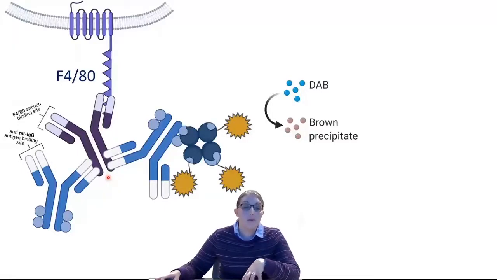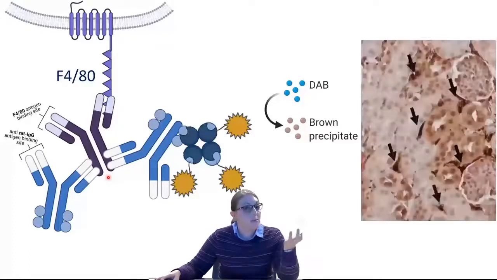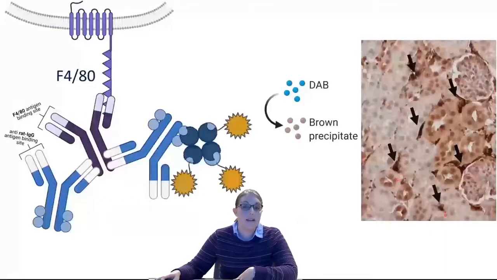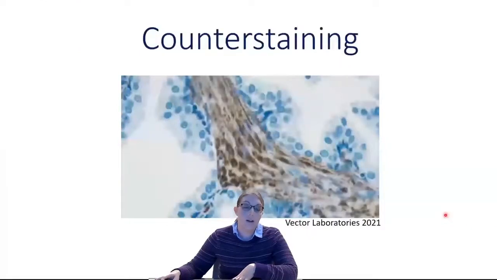So now that we've gone through all of these different steps, we can see our beautiful macrophages. Here's an example of some that I stained in a kidney section. But in order to get the most out of our tissue and the spatial information, it's best that we stain the tissue with a counter stain. Often this will be something such as hematoxylin, or as you use today, toluidine blue. And these bind the nucleic acids in the nucleus and give us a much better picture of the cytoarchitecture of the tissue and where our antigen of interest is within that.